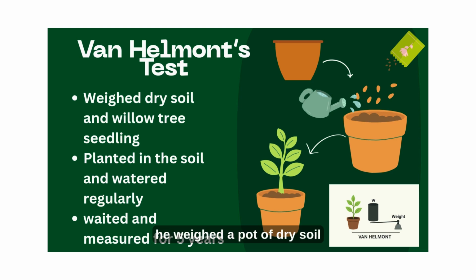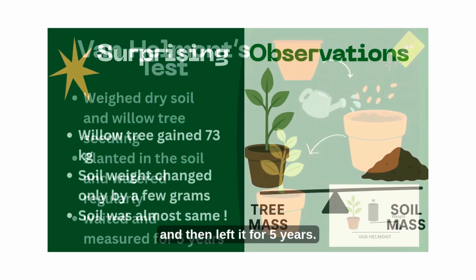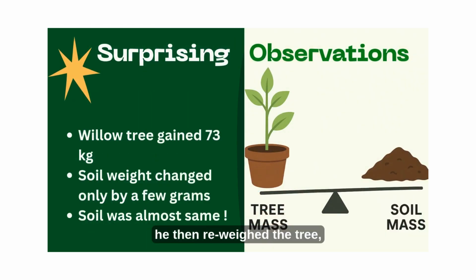What it means is, he wetted a pot of dry soil and a willow tree seedling. Then he planted the seedling, watered it and left it for 5 years. After 5 years, he reweighed the tree, which had increased in mass by over 12 stones. He dried the soil and weighed it again, showing that the soil was almost the same mass.